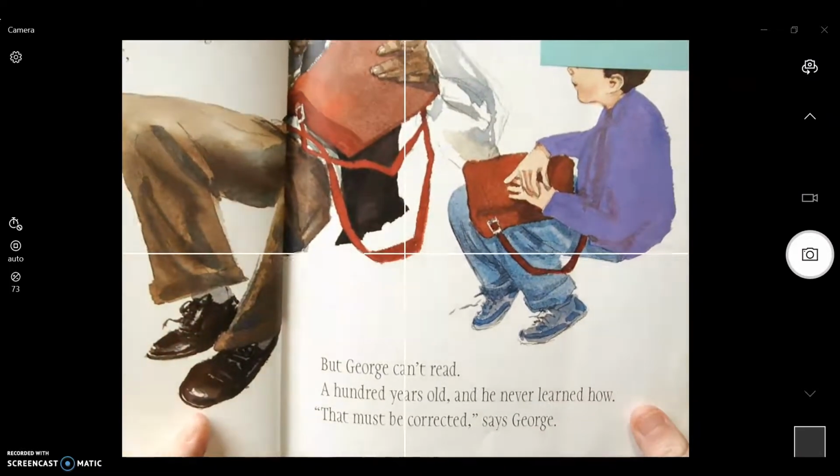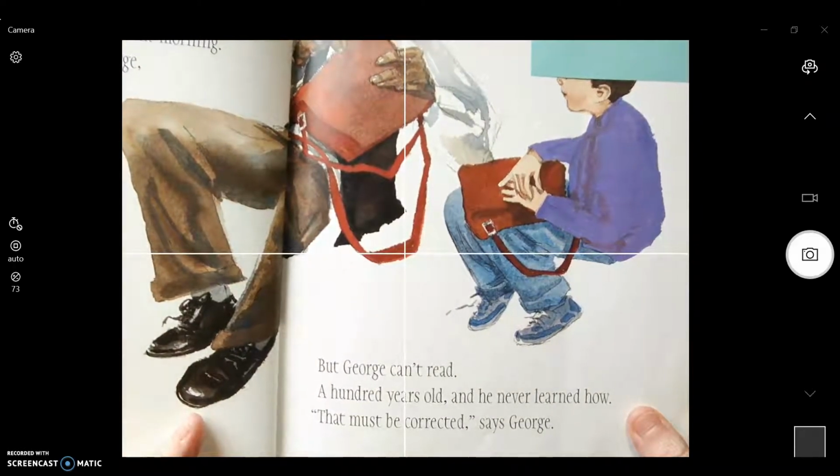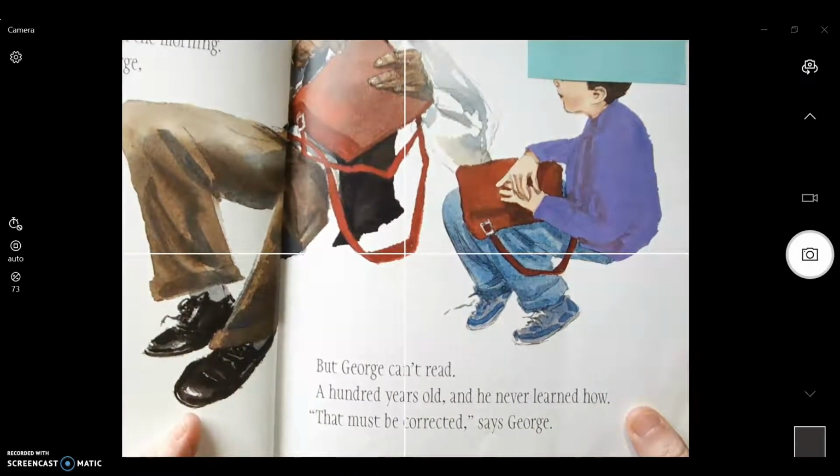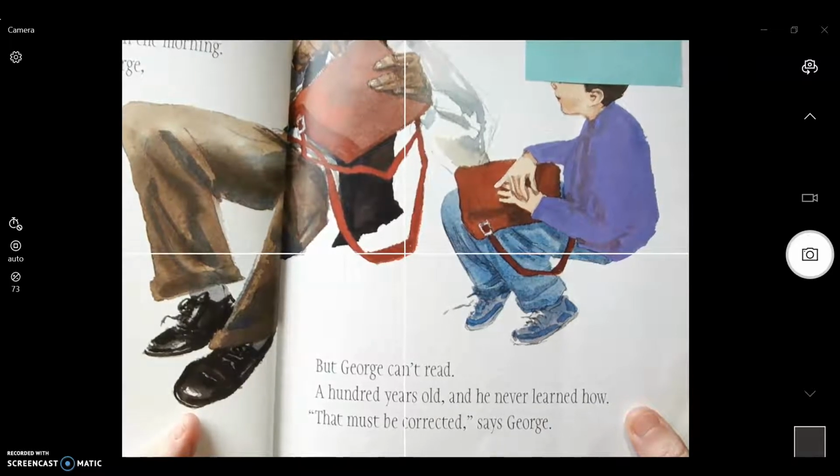But George can't read. 100 years old and he never learned to read? That must be corrected, says George.